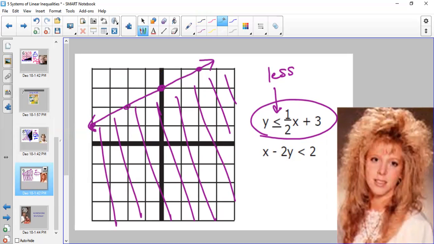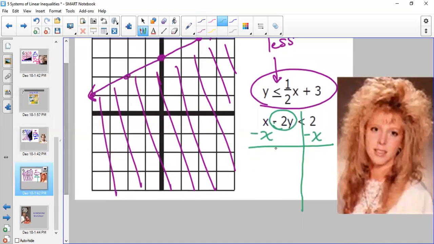All right, now this one was the only one on the entire examples that was not in slope-intercept form. Okay, so we're going to have to do some work on this one and rearrange it. So I want to get my -2y by itself. So I'm going to move this x to the other side by subtracting x. All right, so that will give me -2y is less than -x plus 2.